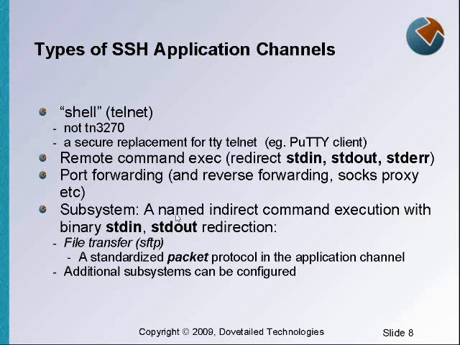So the best example of this is the only one that's predefined. The SFTP subsystem is the only one that's sort of standard definition in SSH. And SFTP is a subsystem channel that allows a client to have this secure channel between a client SFTP program and the server SFTP program. But you can define your own user subsystems if you want.